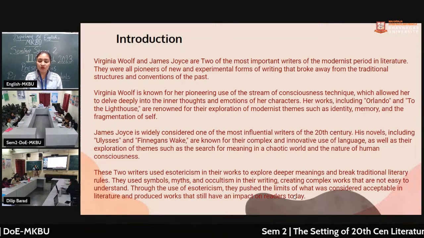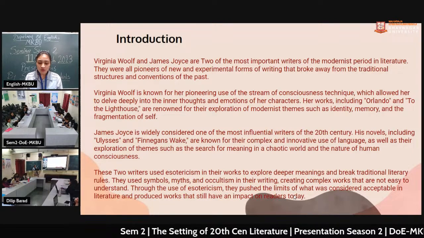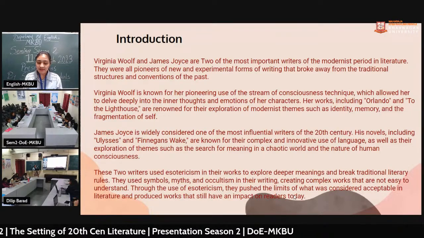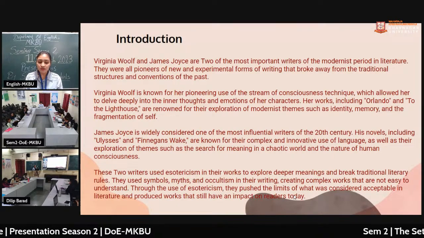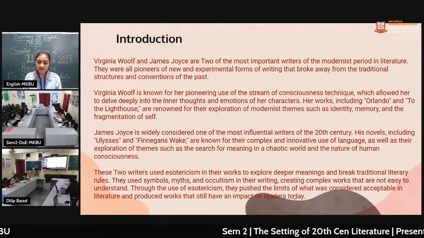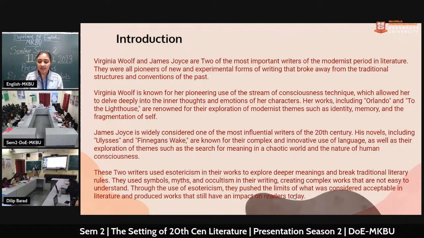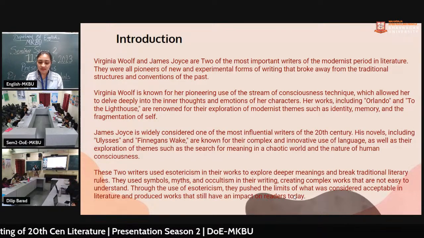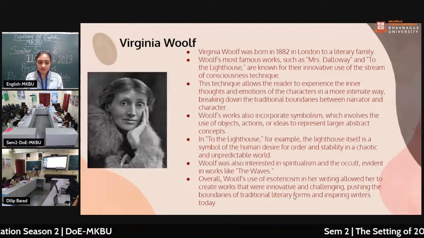They used symbols, myths, and occultism in their writing, creating complex works that are not easy to understand. Through the use of esotericism, they pushed the limits of what was considered acceptable in literature and produced works that still have an impact on readers today.